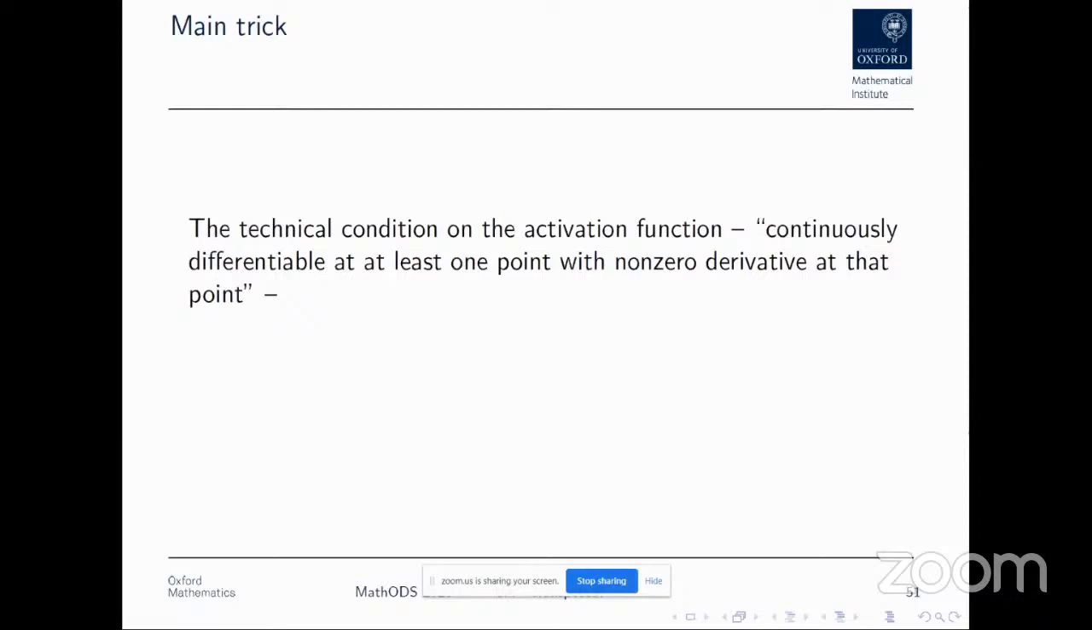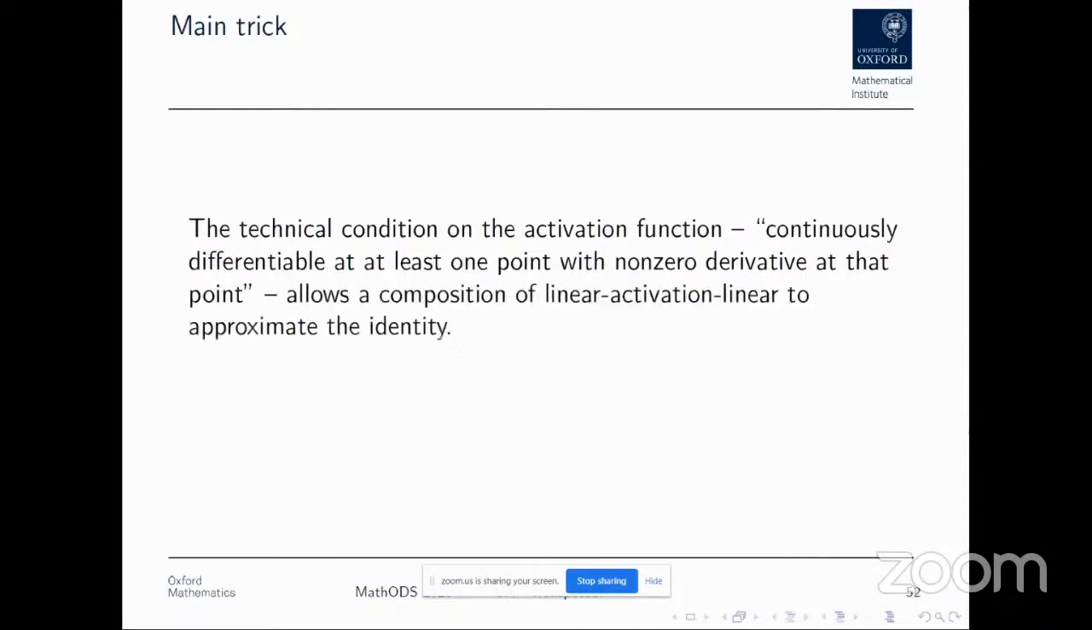That's what differentiability means, that locally you look like a straight line. And in particular, we're just asking that this should be a non-zero straight line, linear or affine, depending on your terminology. And so what this then means, and this is really crucial, is that the composition of a linear function, an activation function, and a linear function can approximate the identity.